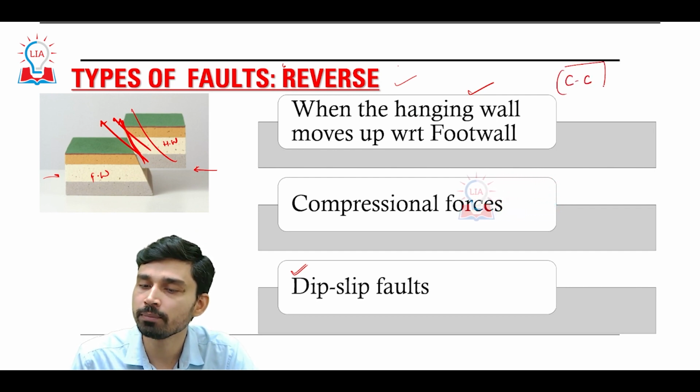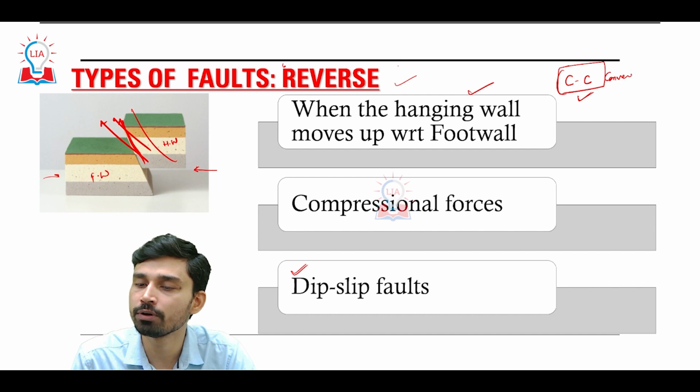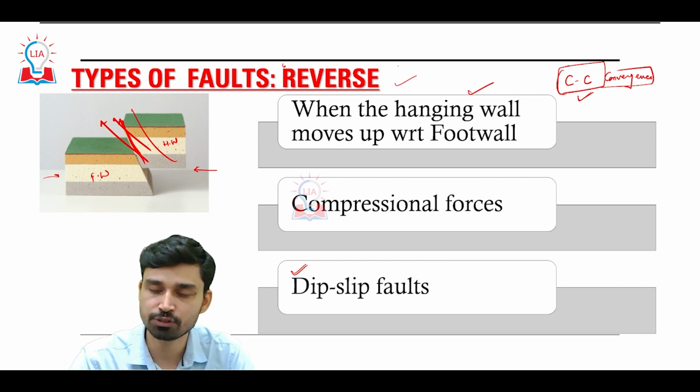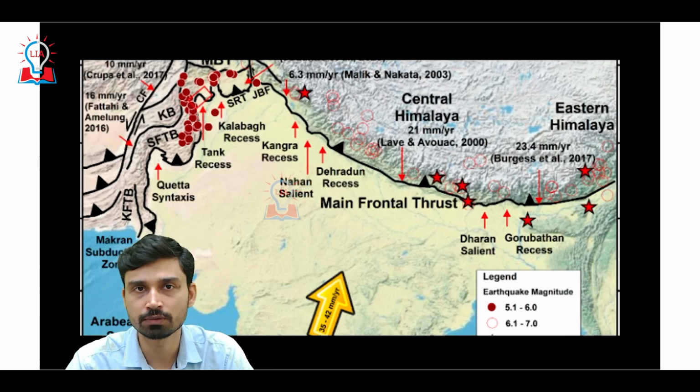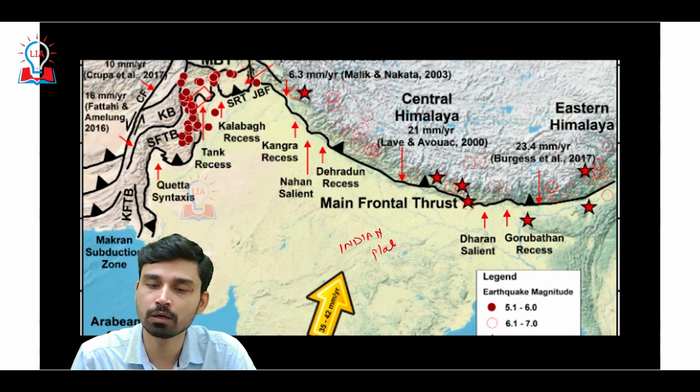Most commonly, it occurs along continental convergence boundaries, where two different plates coming from two different directions are converging with each other, pushing against each other, leading to development of a reverse fault. And the best example of this is the movement of the Indian plate that is still going on against the Eurasian plate in the north.